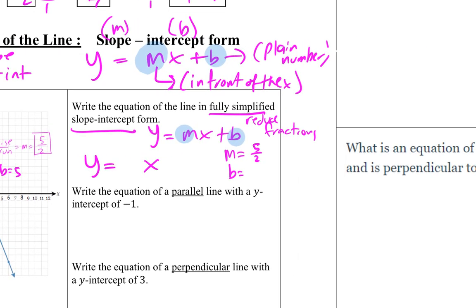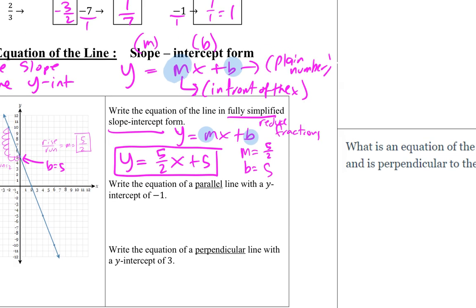So if the b value is 5, let's go write our equation. Y equals, for the m value, we're going to put 5 halves, and then x, and then plus 5. Okay, so that's our answer. Y equals 5 halves x plus 5.